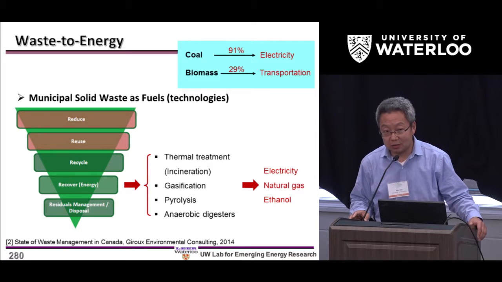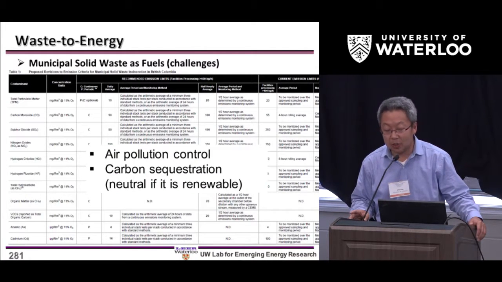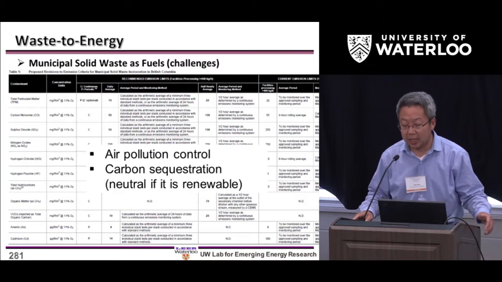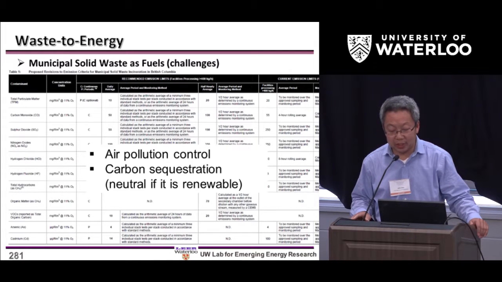So the challenges are obvious. I don't expect you to read this table, but it is from a report, and it shows all the challenges from the thermal treatment of waste to produce energy. Mainly, it's an air pollution problem, and you also have to look at carbon sequestration. The carbon footprint is only neutral if you have renewables, right? Otherwise, you have to release CO2.